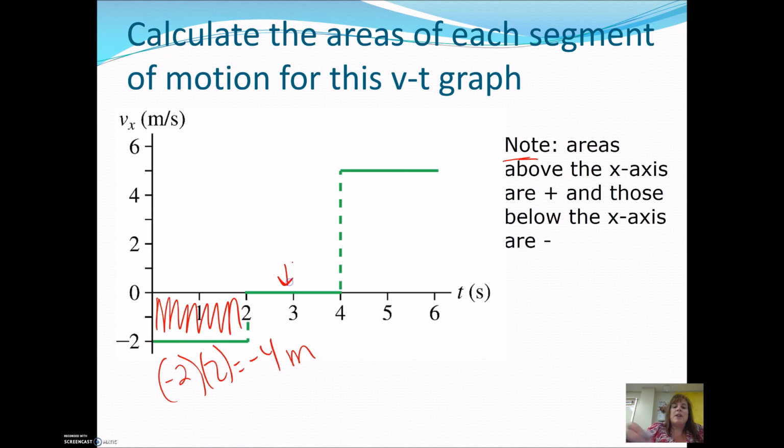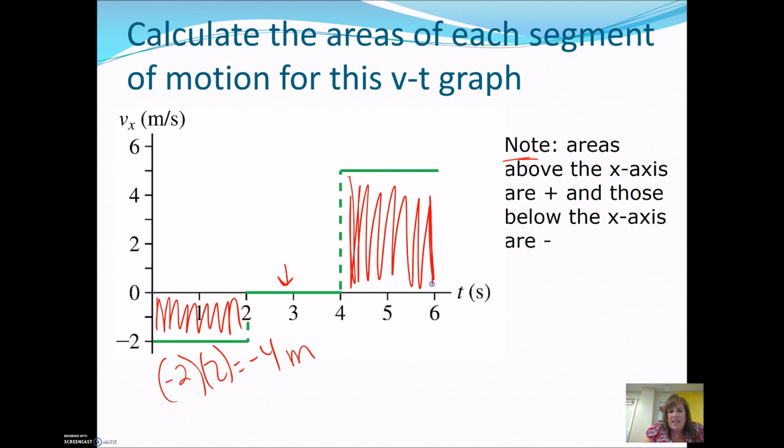In this time period, I have 0 displacement, right? My velocity is 0, so I'm not going anywhere. But then I have an increase in velocity here to 5, and so if I look at this area here, the base here is 6 minus 4, which is 2. The height here is 5, so 2 times 5 is a positive 10 because I'm positive.